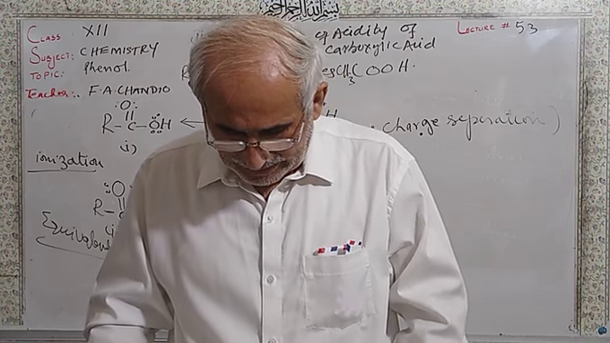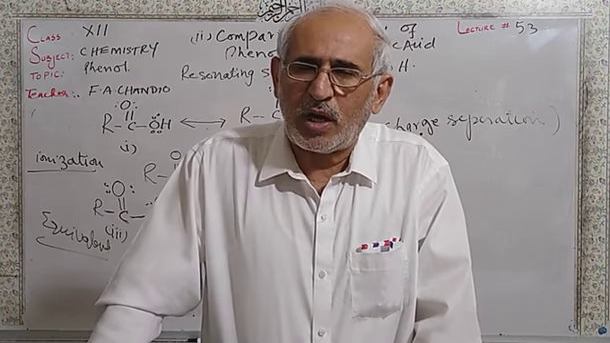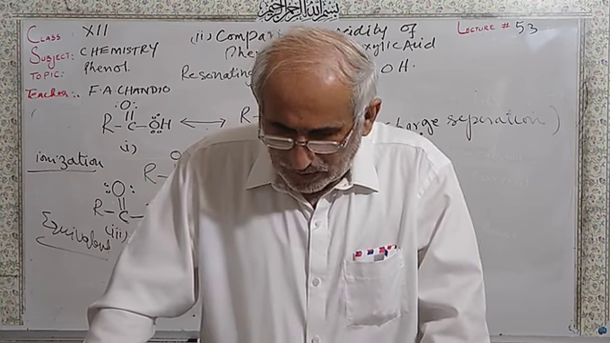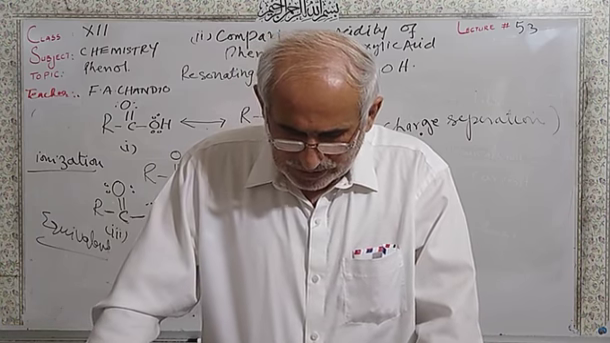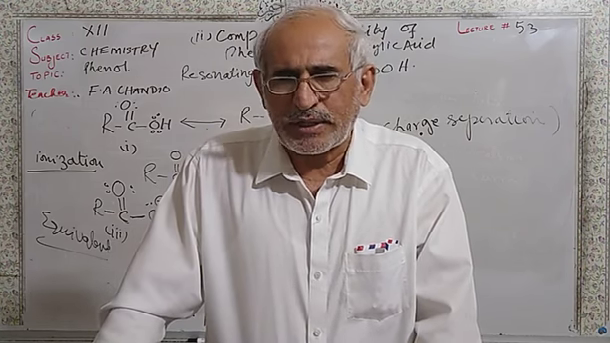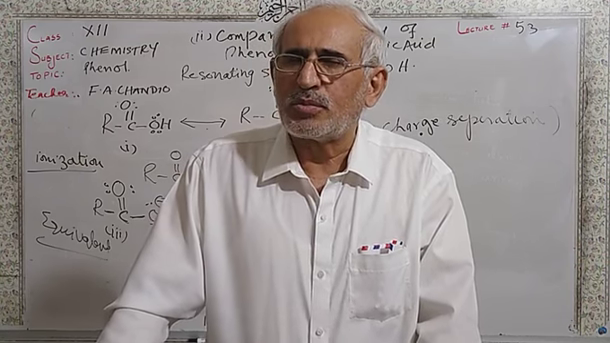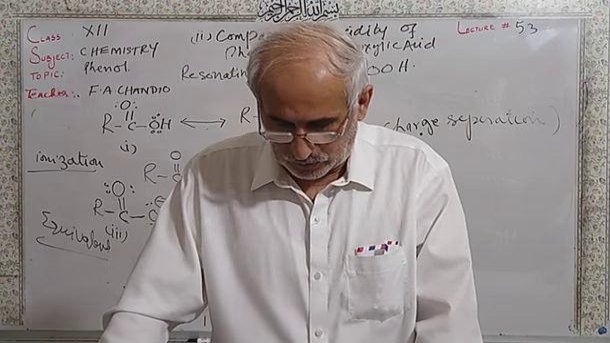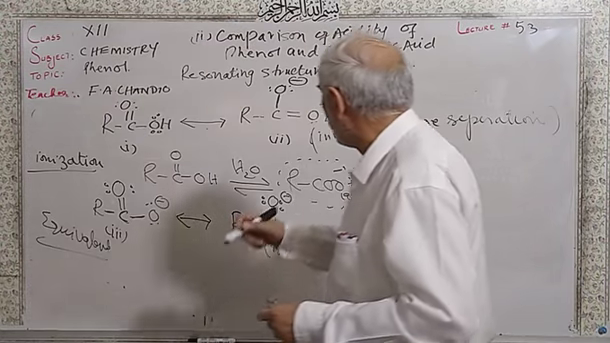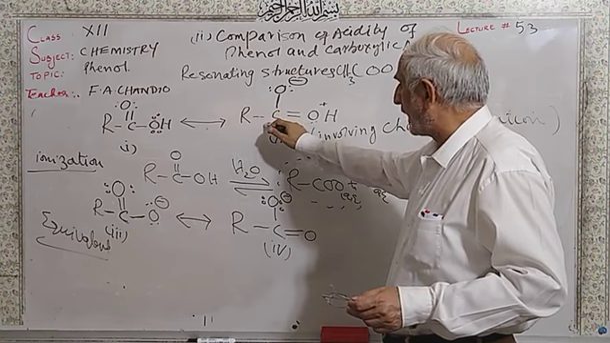That is why the ionized form of the carboxylic acid is much more stable than the protonated form. Due to this reason, when you compare the resonance structures with phenol, the carboxylic acid is much more acidic than phenol. So here we compare the phenol structure and the carboxylic acid structure.